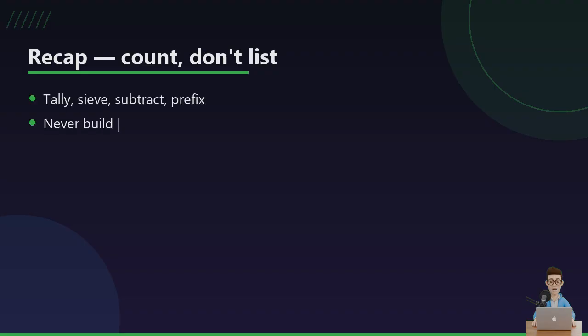So we tallied the numbers, counted pairs per divisor, subtracted to get exact GCDs, and wrote prefix sums to get instant answers. No billion-item list anywhere. In short, when listing explodes, count instead.